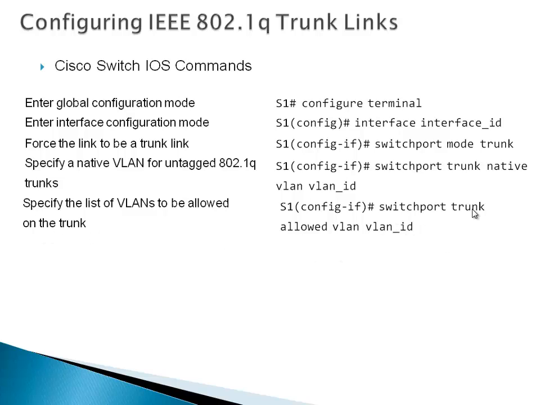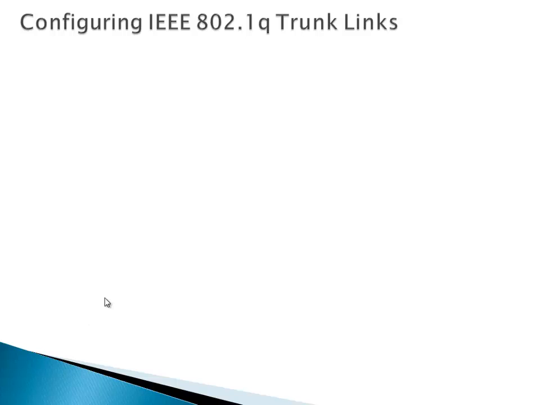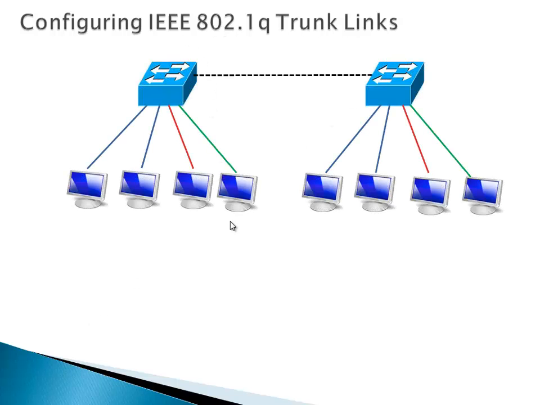For example, switchport trunk allowed VLAN, and then whatever VLANs you want to allow. Configure IEEE 802.1Q trunk links. For example, Fa0/24 here is the port, and we want to configure this link to be our trunk link. So the first thing we need to do is access the port Fa0/24.